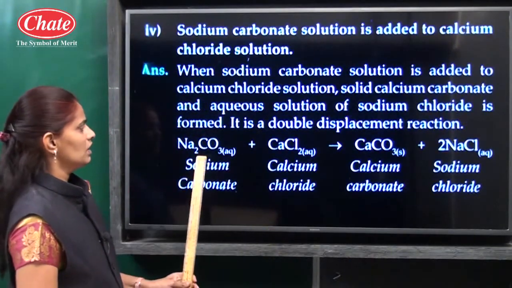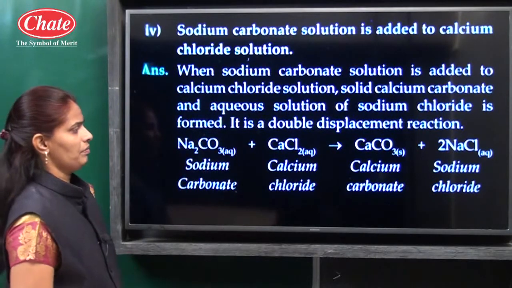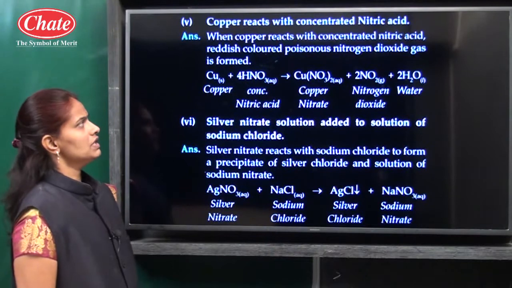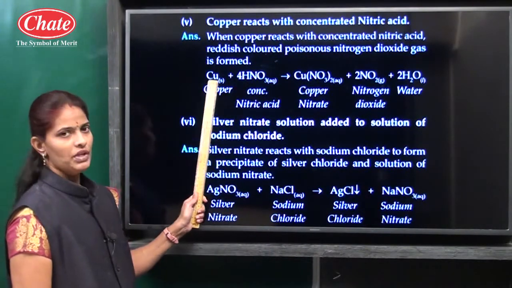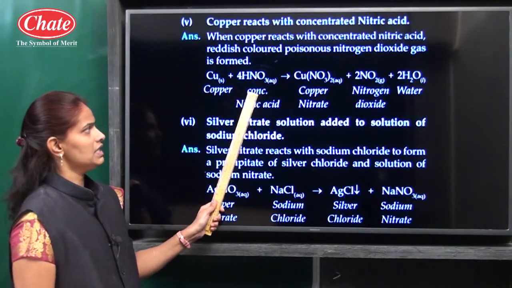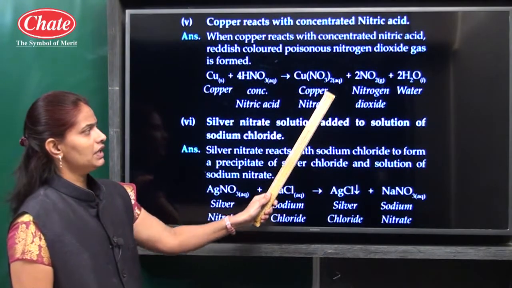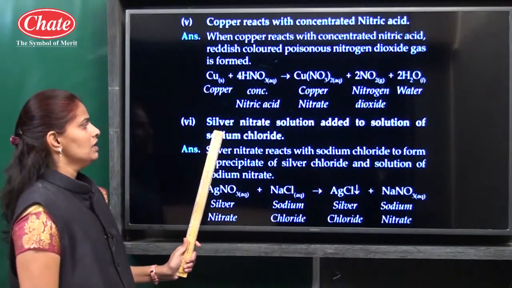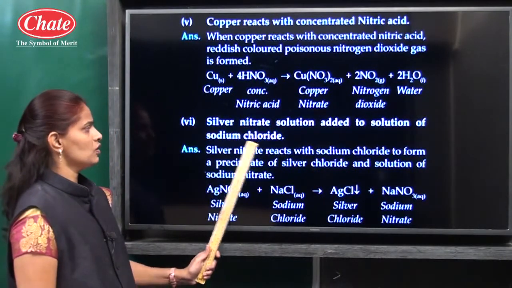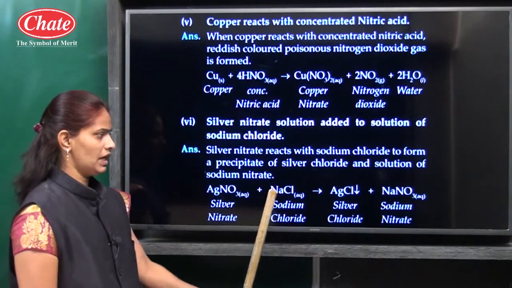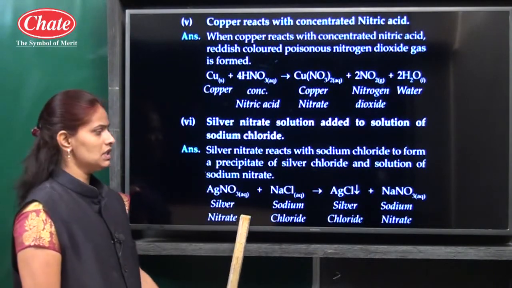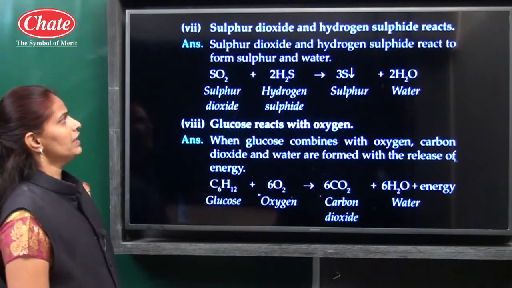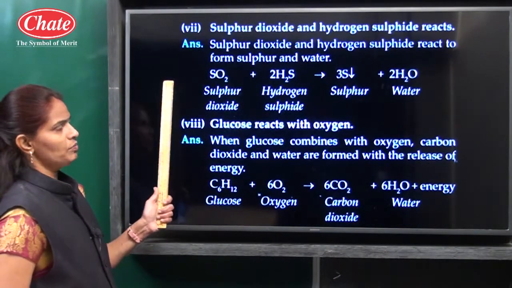Another reaction, here also a double displacement reaction. Then copper reacts with concentrated nitric acid. Copper reacted with concentrated nitric acid, then we get copper nitrate along with nitrogen dioxide and water. Silver nitrate solution is added to a solution of sodium chloride. This is a double displacement reaction, and we already discussed this reaction in the previous PPT. Here sulfur dioxide, this reaction we have also balanced here.